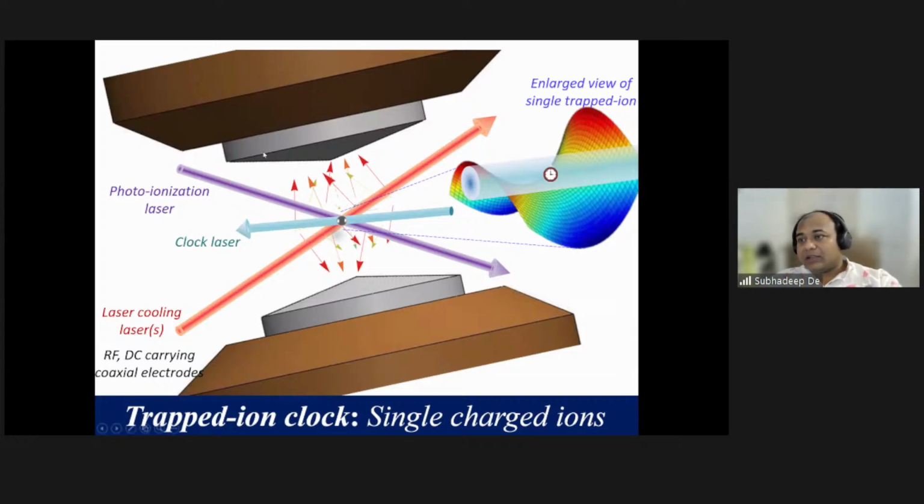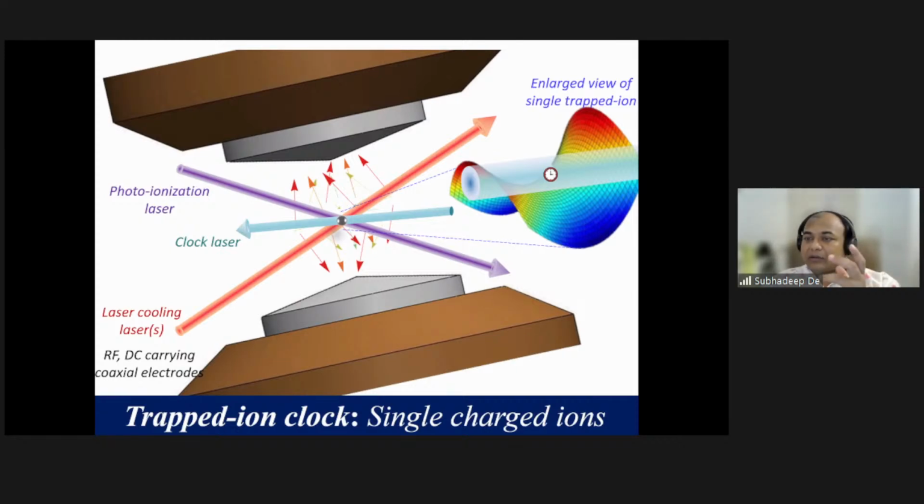So these electrodes are confining the ions, but still the ion has a lot of thermal energy. You have to cool it down to microkelvin or some hundreds of microkelvin temperature, and that is done by laser cooling. And laser cooling, what I already explained in my last lecture. So it's the same principle. The laser cooling principle is the same, doesn't matter whether it is ion or atom.